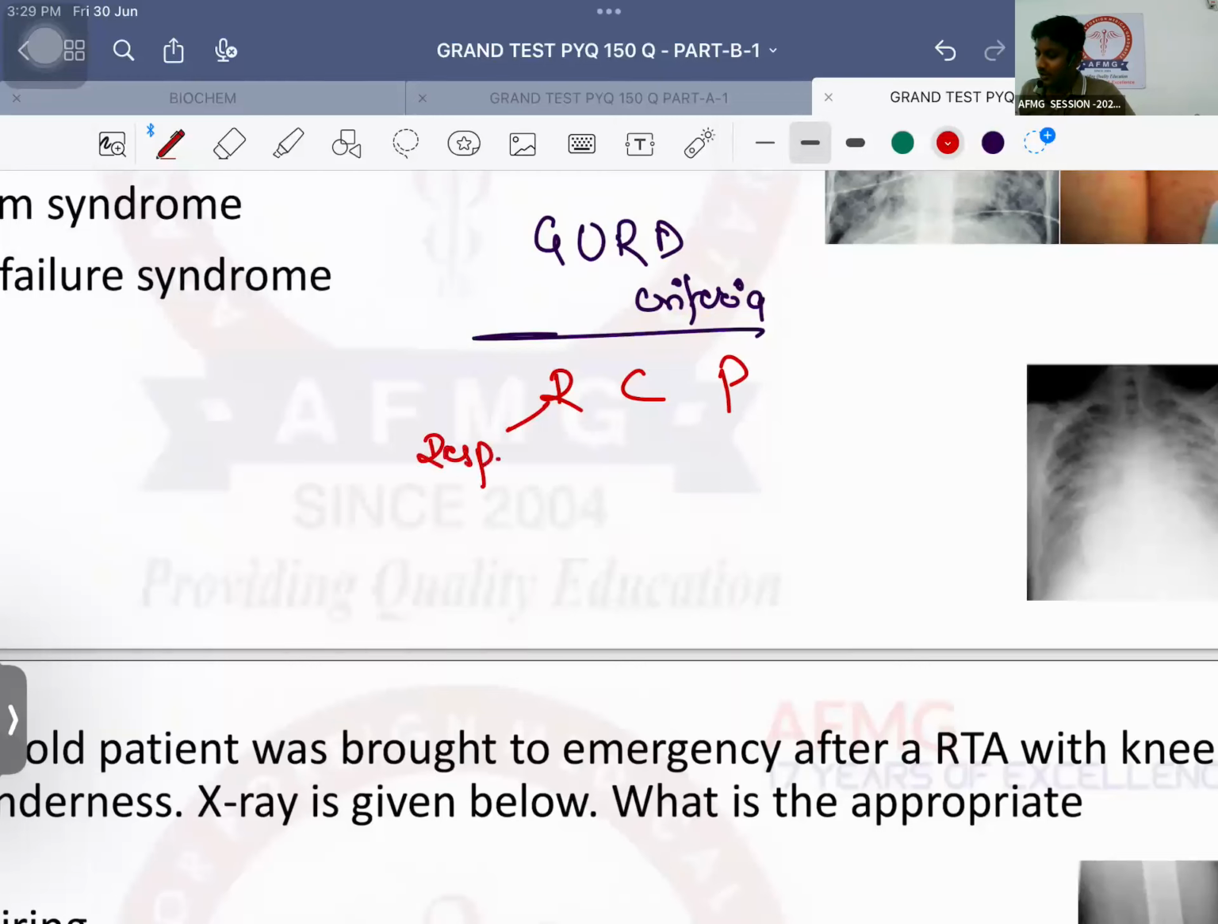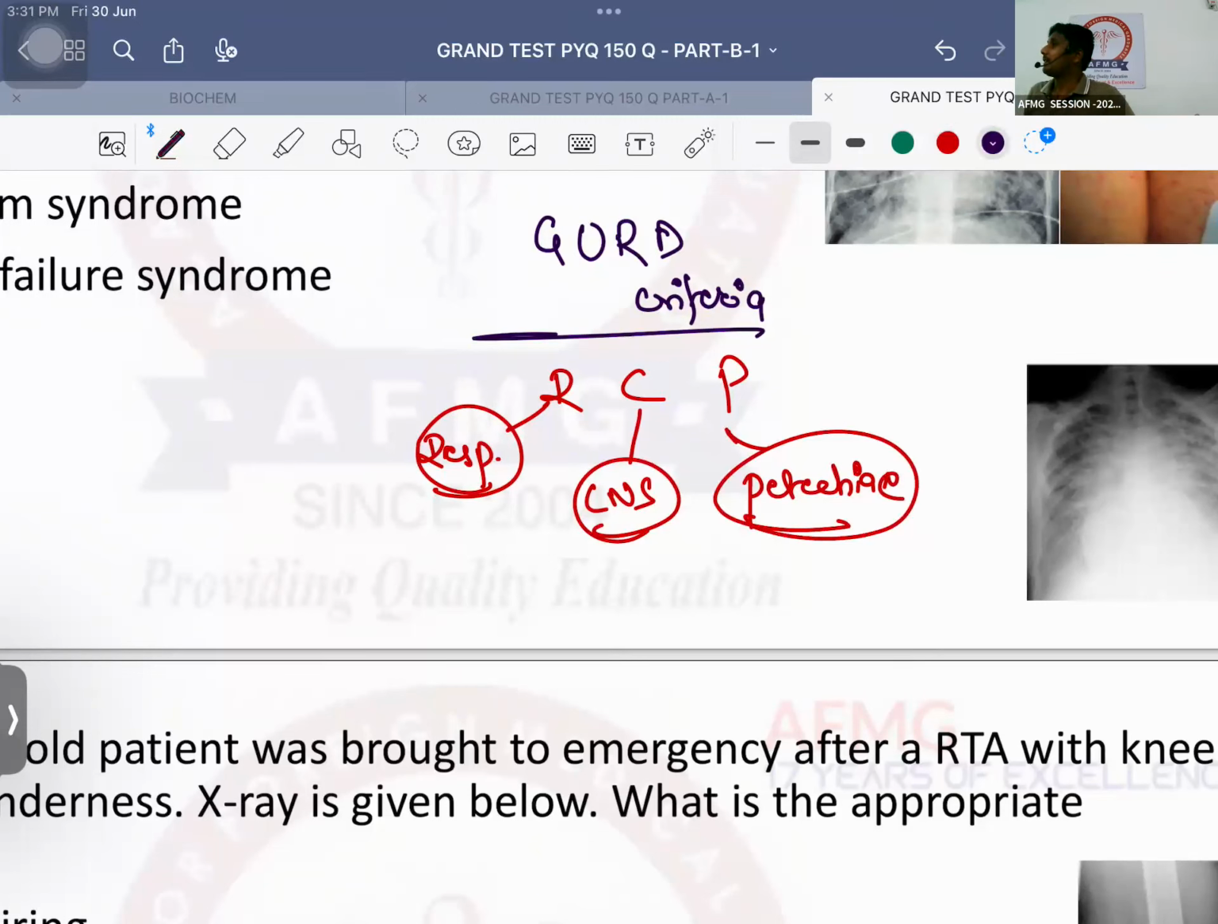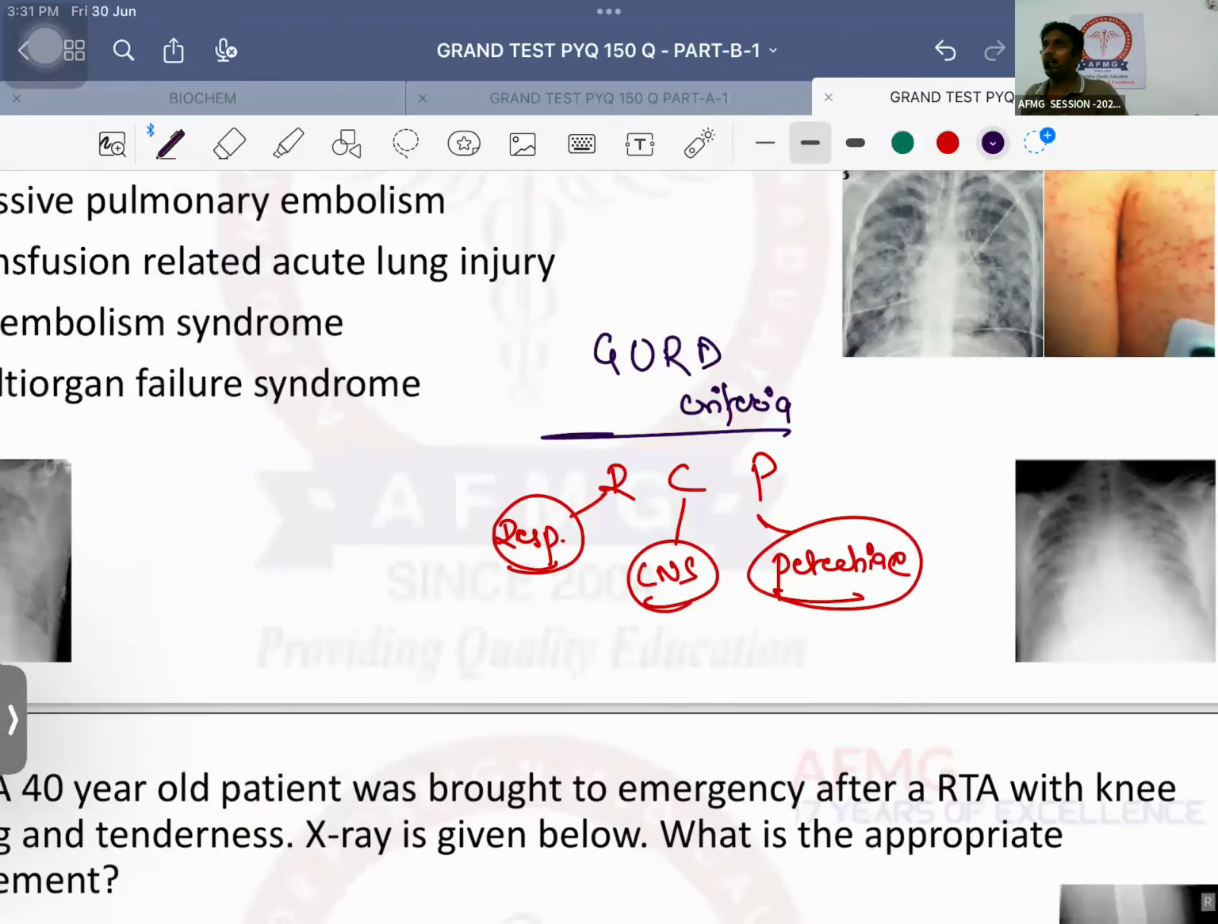ठीक है? So the patient will have breathlessness, shortness of breath, respiratory distress, SpO2 falling, anything like that, dyspnea, tachypnea, anything like that. Respiratory symptoms. C goes for CNS symptoms, that is altered sensorium, confusion, drowsiness, lethargy, anything like that. And P goes for petechiae. Major criteria ना ये fat embolism का. Petechiae, characteristic site of petechiae, axilla, but it can be seen anywhere usually. Okay, so please remember that is RCP, PCR. Major criteria for fat embolism syndrome.